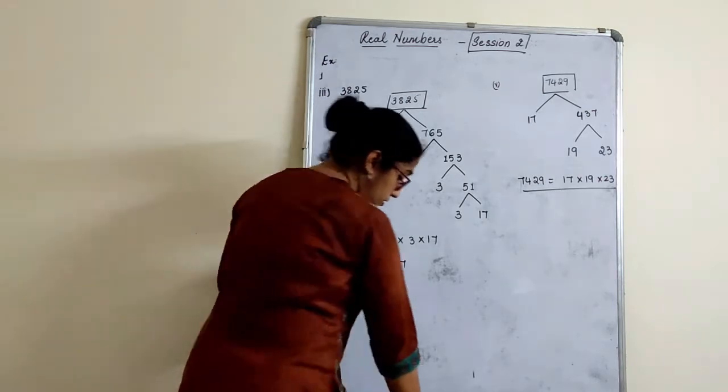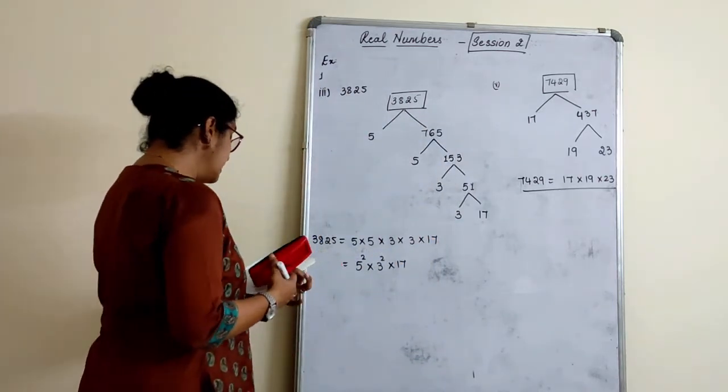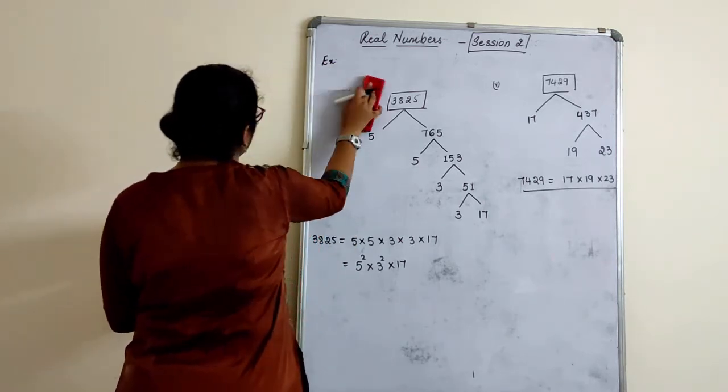So quickly we'll move to the next part. Find the LCM and HCF. Both together we have to find for the given numbers.